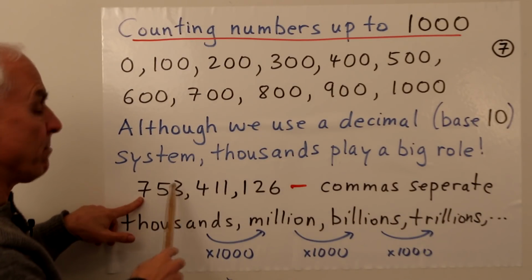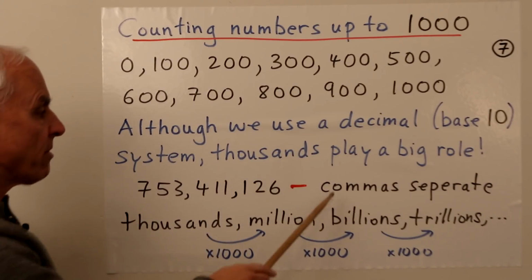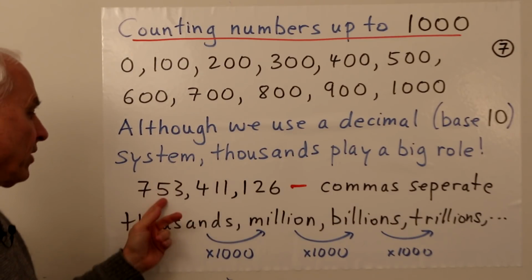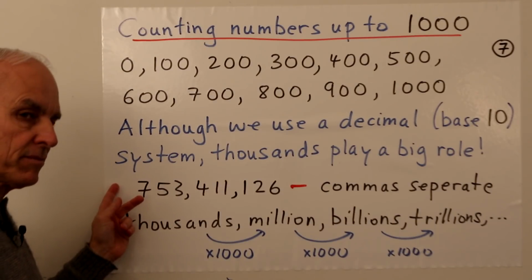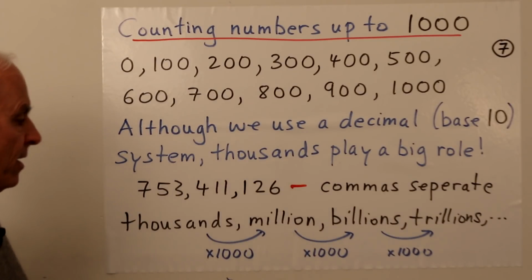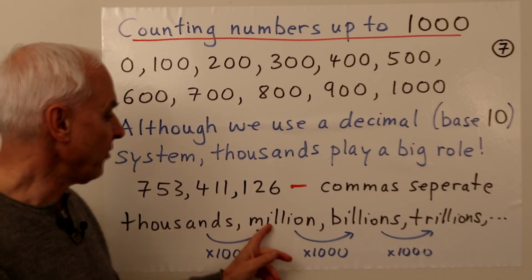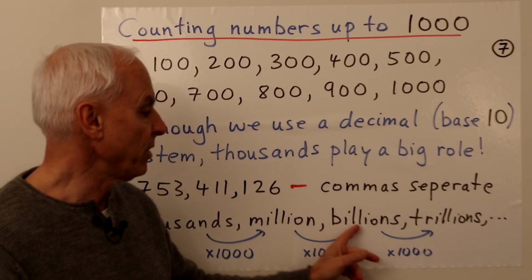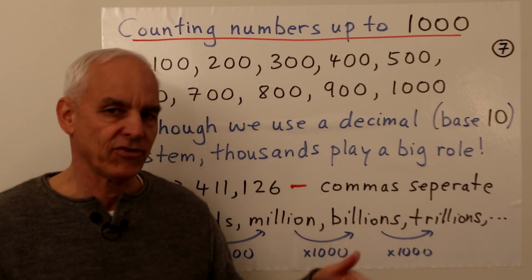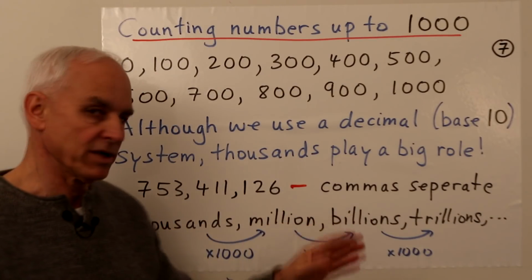So 753,411,126. The commas are separating thousands here. So we have thousands, and then millions. Then if we had another triple, that would be billions, and then a further triple would be trillions. And 1,000 times 1,000 is a million, and 1,000 times a million is a billion, and 1,000 times a billion is a trillion. And I'm aware that in different places in the world, this system is not always used this way. Sometimes in Europe, the meanings are somewhat different, but this is what we're going to stick to.